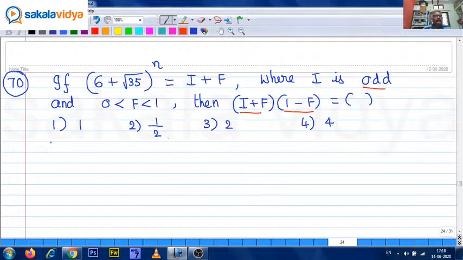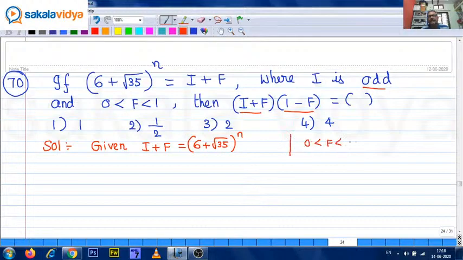Now here, given I plus f equals (6 plus root 35) whole to the power of n. Okay. Next, what is given? 0 less than f less than 1. Say equation 1.